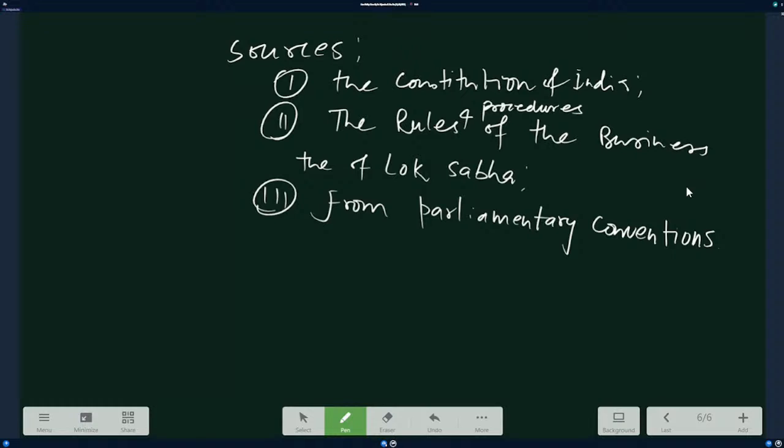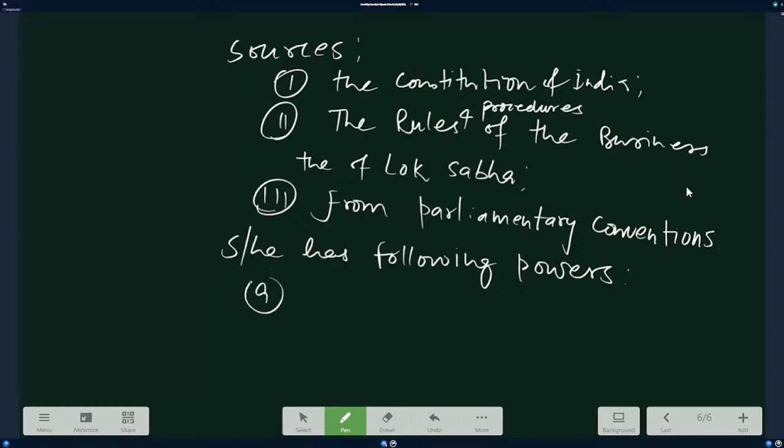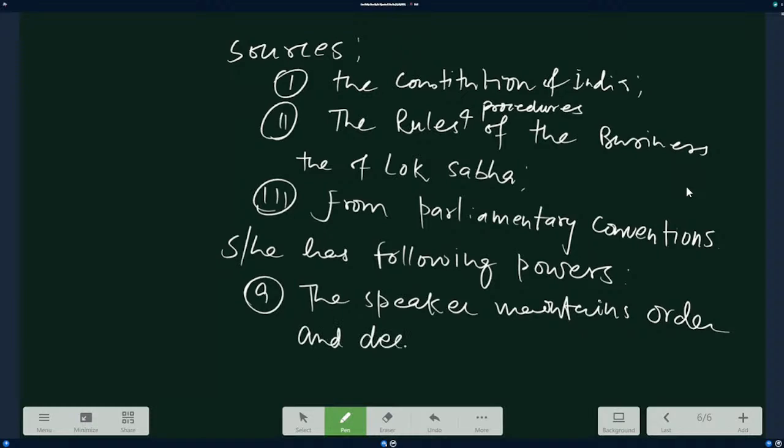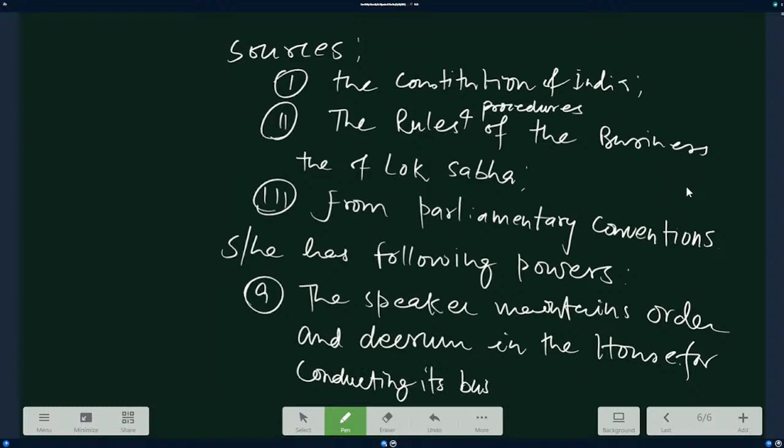Right? He or she has the following powers. अब लिखिए A. The speaker maintains order and decorum in the house for conducting its business.